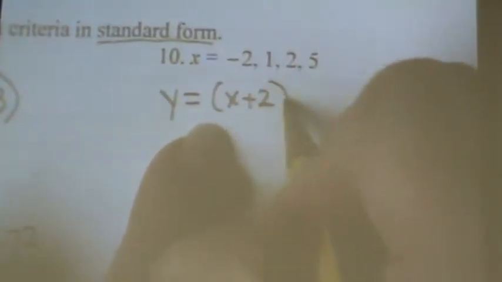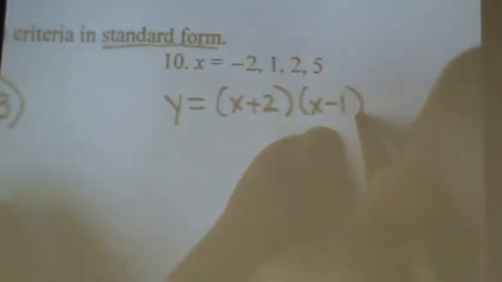Okay, and then the last one, number 10 in this section, you're going to start off with y equals x plus 2, x minus 1, x minus 2, and x minus 5. Did everybody get that? Which two would I multiply first? These two right here. And you get x squared, that's the difference of two perfect squares. If you multiply these two in your head, you should get x squared minus 6x plus 5.